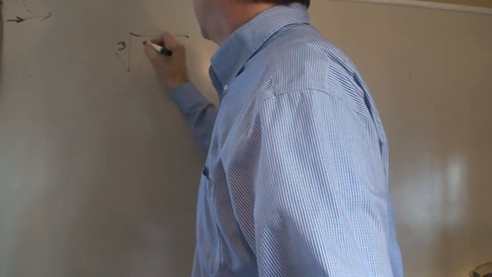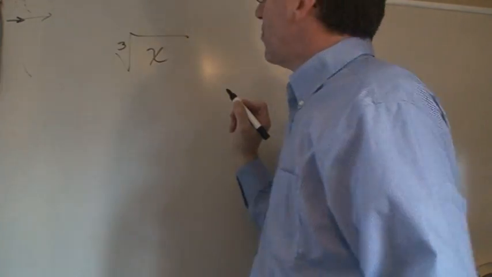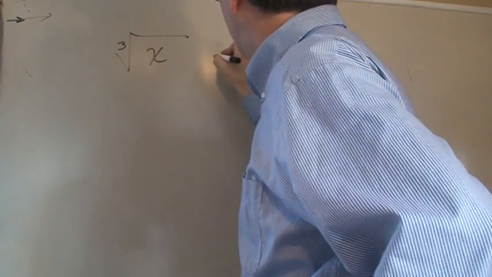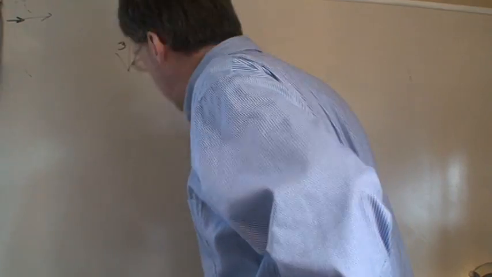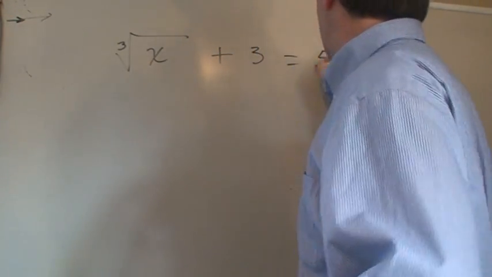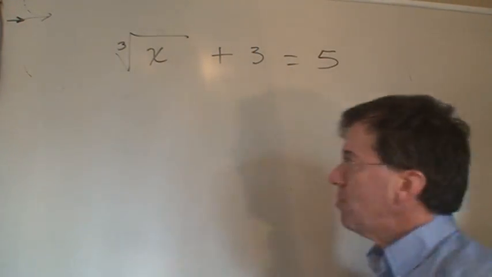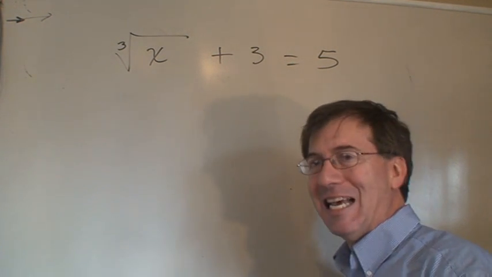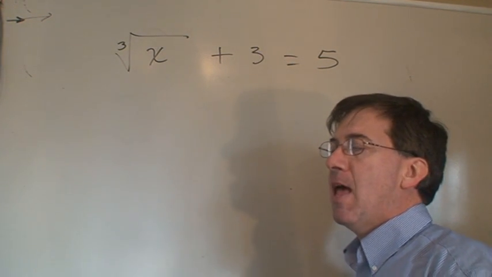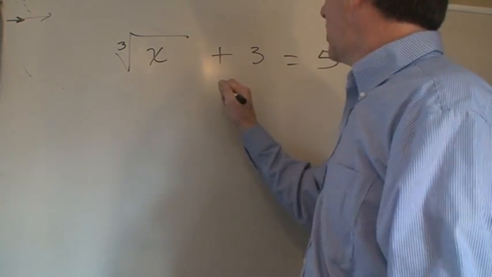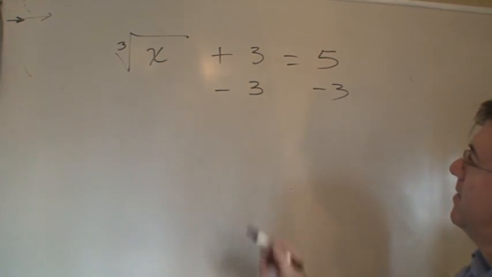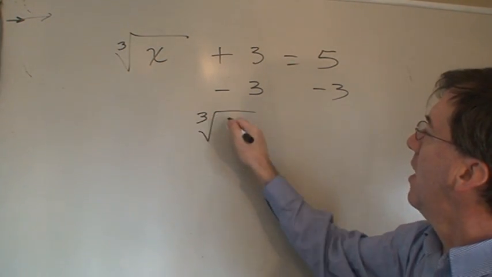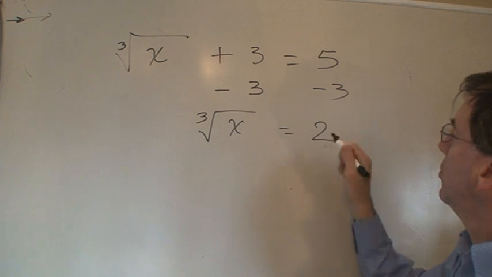First problem, let's look at when we have a root or a radical sign, say the cube root of x plus 3 equals 5. When I have a radical sign, what I want to do is isolate that radical sign first and then solve. So on this one I would subtract 3 from both sides and I would get the cube root of x equals 2.